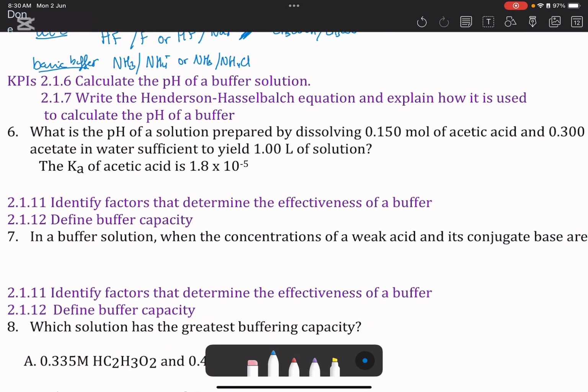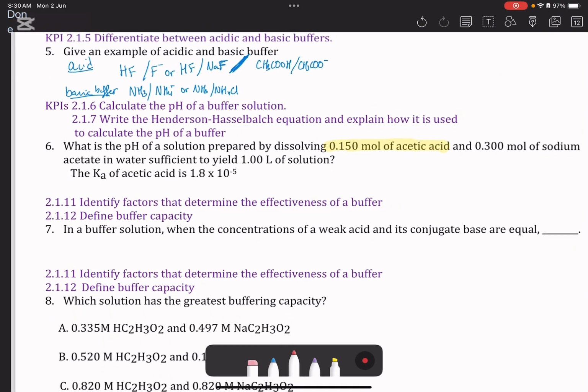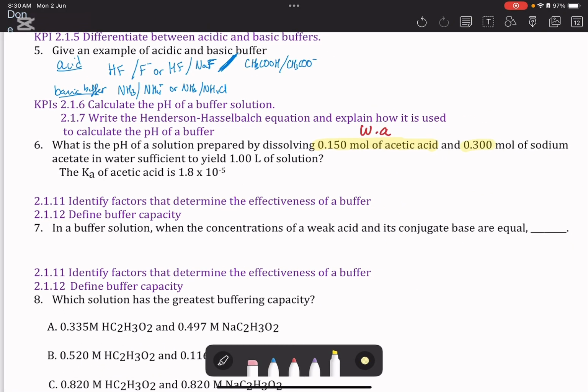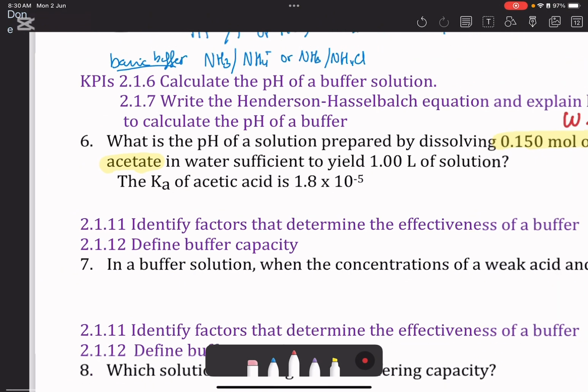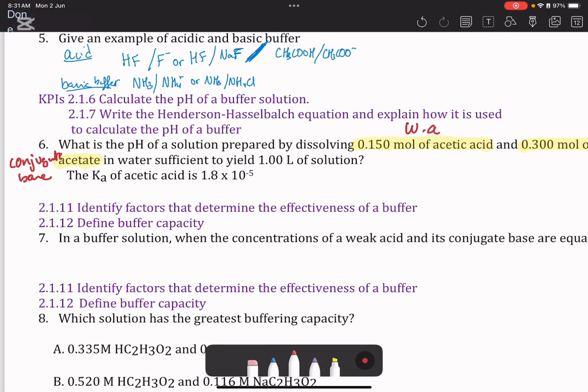Moving on to calculations. What is the pH of a solution prepared by dissolving 0.15 mole of acetic acid, a weak acid, and mixing it with 0.3 mole of sodium acetate? So I'm mixing a weak acid with its own conjugate base. So we're dealing here with a buffer. In water sufficient for 1 liter of solution.